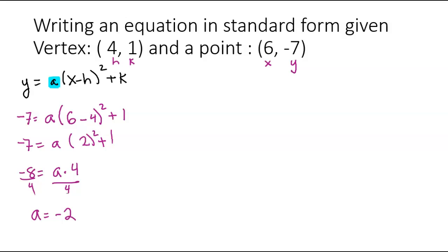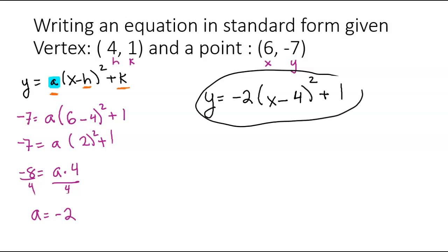Once I know my a value, all I'm doing is replacing my equation with the following numbers. So I'll be replacing the a, the h, and the k. What does that look like? y is equal to -2 times (x minus my h, so x minus 4) squared, and then plus my k value, so plus 1. So that is my equation that will have my vertex at the point 4, 1, and a point at 6, -7.